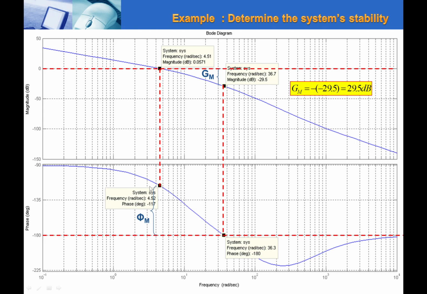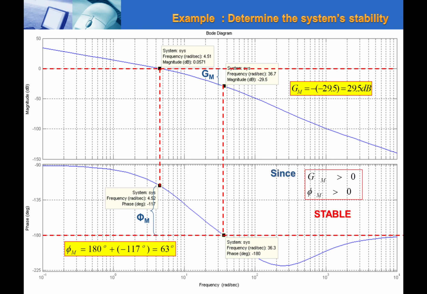Okay, so to find phase margin here, just use the formula. 180 plus value here, which is minus 117. So you get 63. Remember, to say the system is stable, both GM and phase margin must be more than 0. So in this case, both are positive values. So we could say this system is stable.